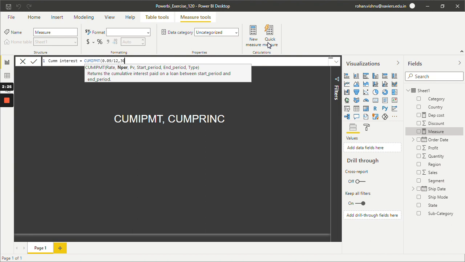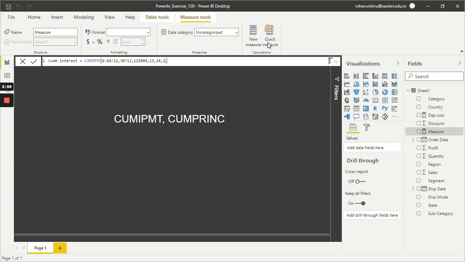Since it is in years, I have to multiply it by 12. Then we have the present value. Let's say I have 12.5 lakhs. Then the start period, let's say 13, and the end period, let's say 24. And the type, let's say 1, which means the payment will be made at the beginning of the period. Just hit enter and let's see what it returns.